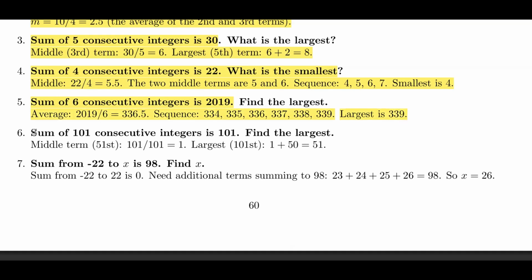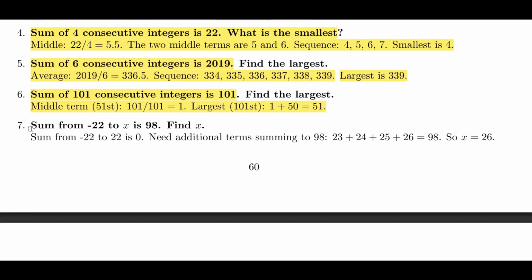Another one. The sum of 101 consecutive integers is 101. The average is 1, so the middle number is 1, and the largest is 51. Finally, suppose the sum from negative 22 to some number x is 98.